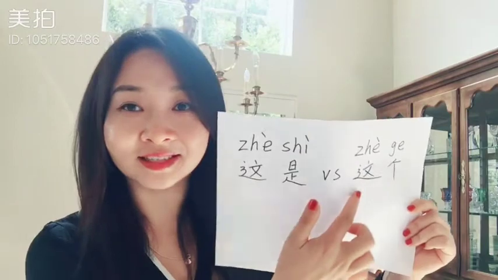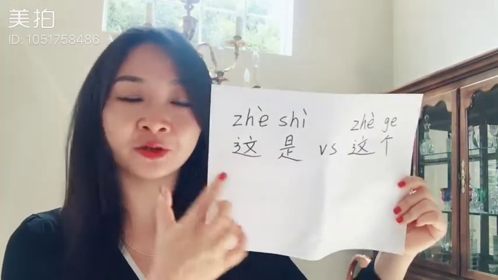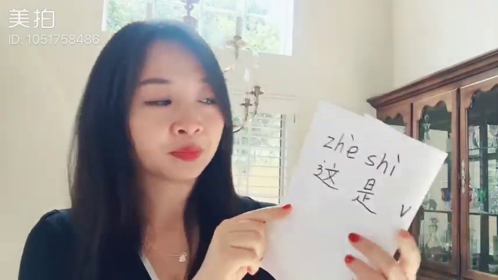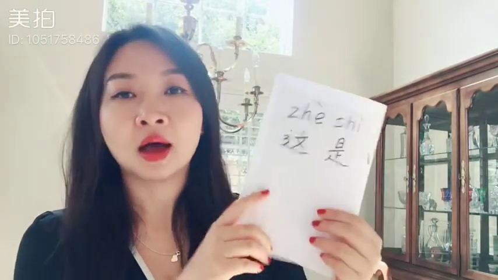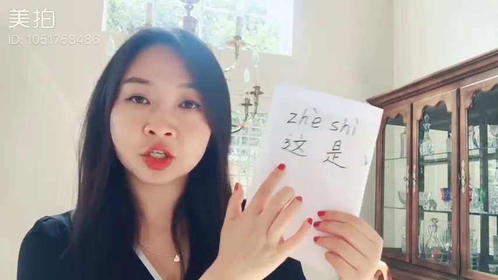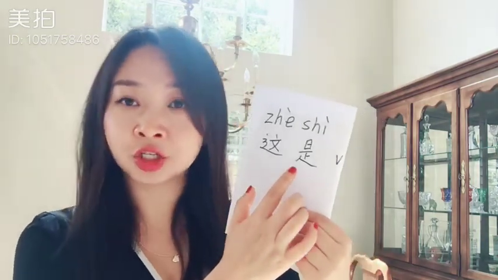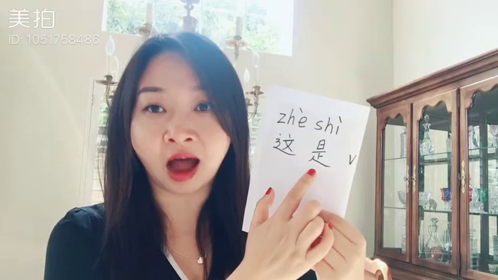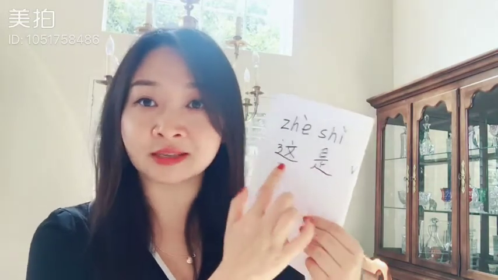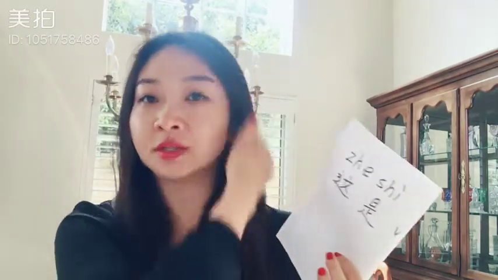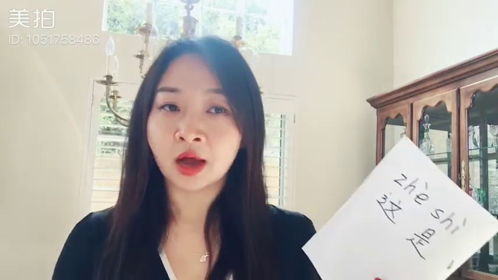2 weeks ago, there was a student who asked me what's the difference between 这是 and 这个. So today, let's look at them together. Let's see the first one. 这是, 这, as you know, 这 means this, and 是 means am, is, are. So 这是 means this is. Usually you use it to introduce a person to another person, or you use it to tell people what this is.